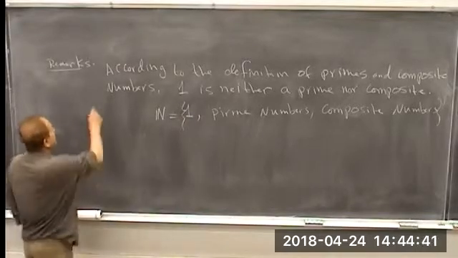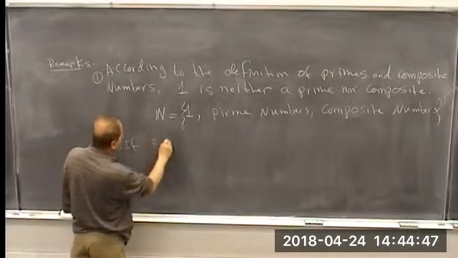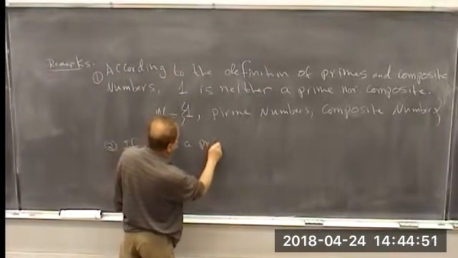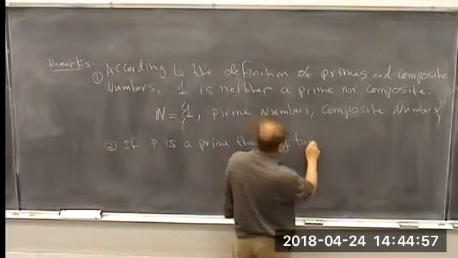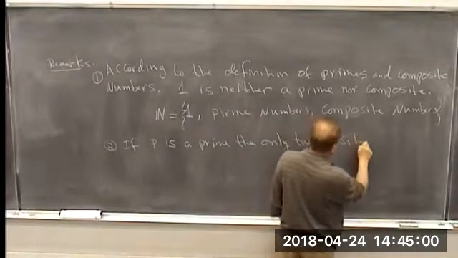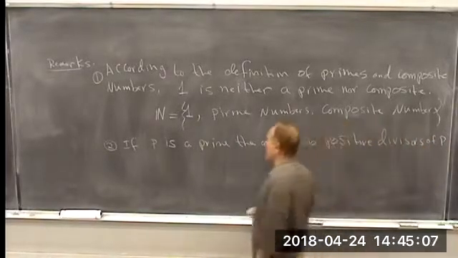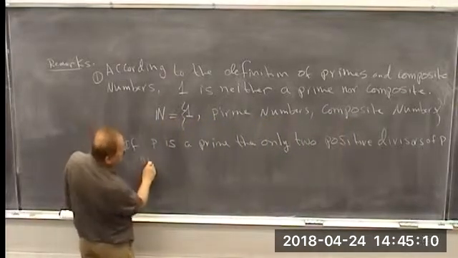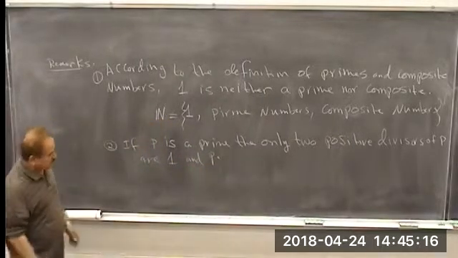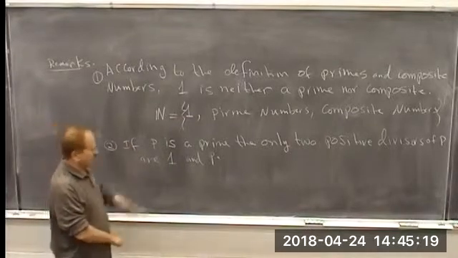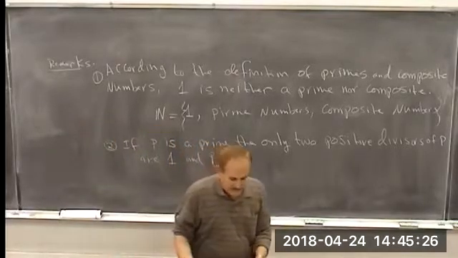The other remark is if P is a prime, the only two positive divisors of P are 1 and P. And remember, a prime is that natural number that has exactly two divisors, and those are 1 and P. All right.